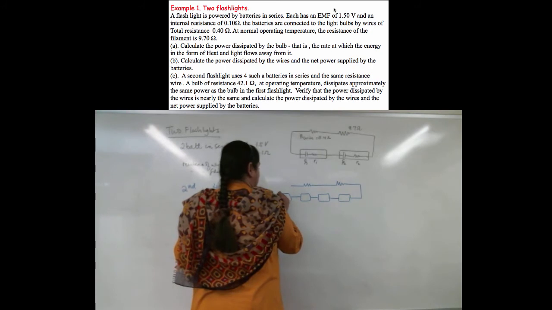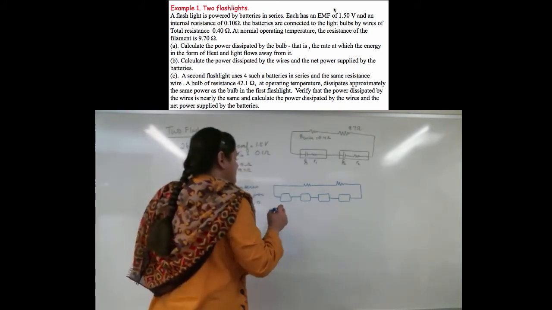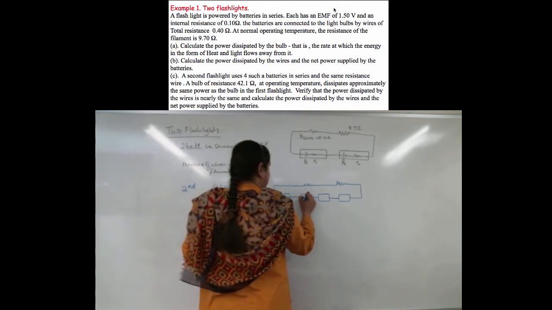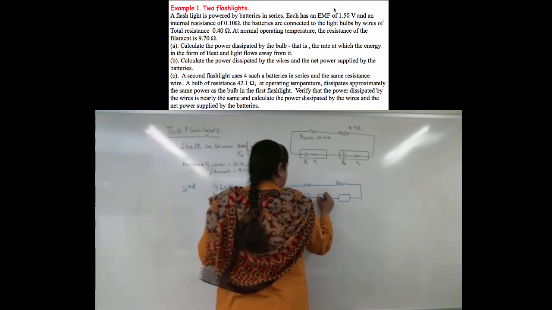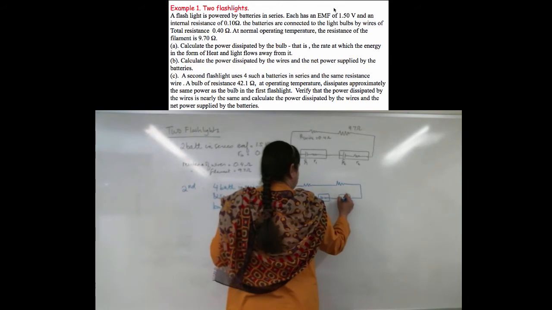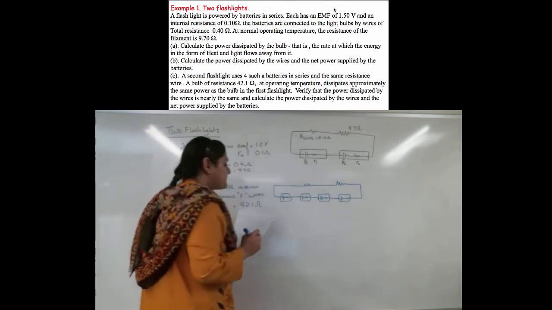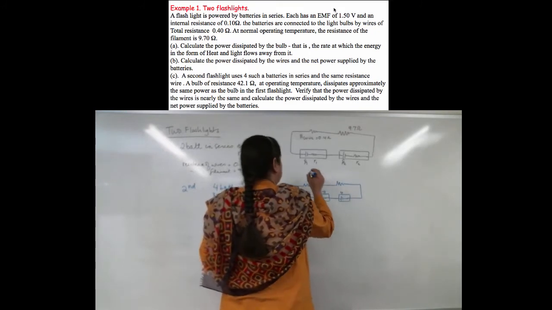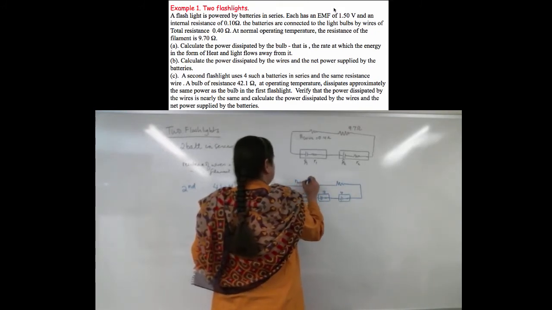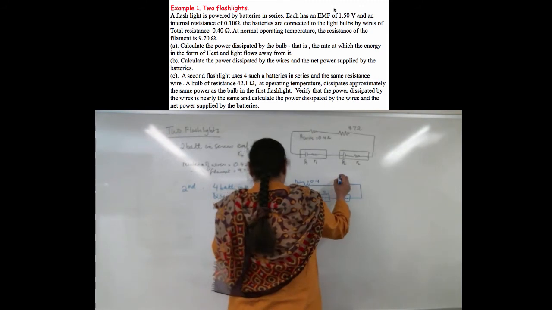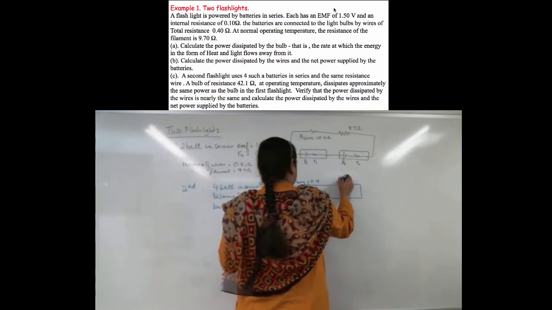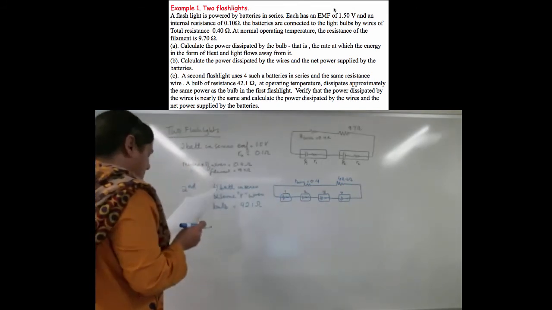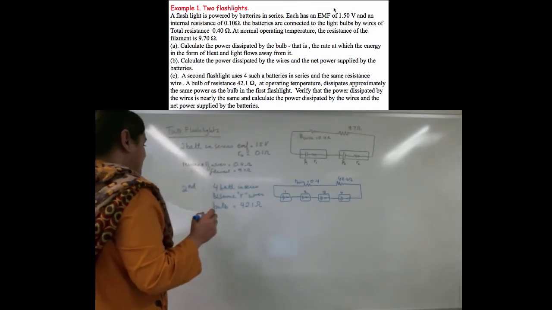So just for comparison's sake, I've left the other one on. So this is going to also have a battery, an internal resistance, a battery, an internal resistance, a battery, an internal resistance, a battery, and an internal resistance, right? So this will be 1, 2, 3, 4, and the resistance of the wire will be the same, but this one will be 42.1 ohms. So we need to calculate what the power dissipated will be.